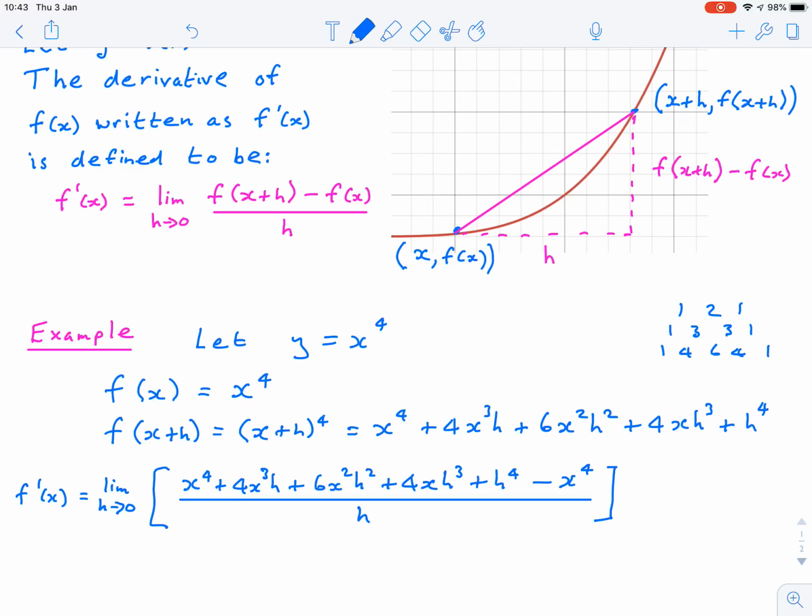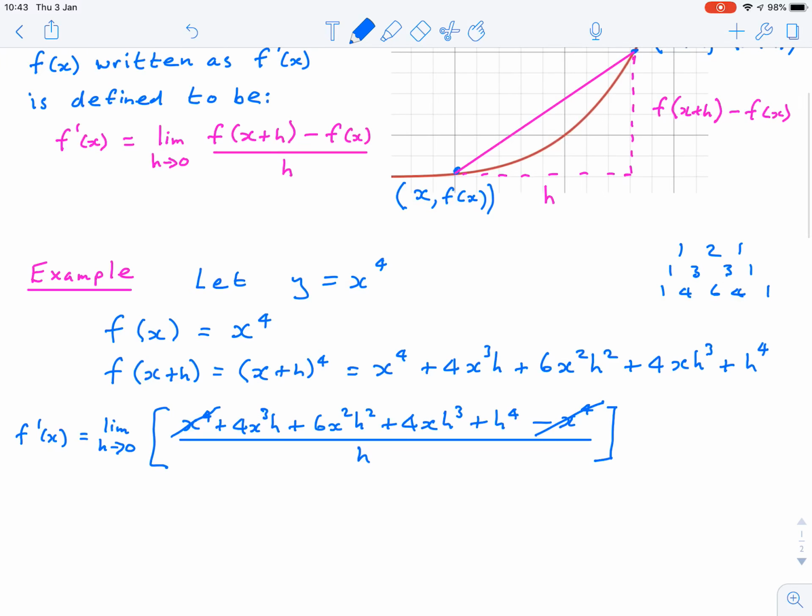Now simplifying, the first thing I can do is I've got an x to the power 4 at the front minus an x to the power 4 at the back. They cancel. Now this top line divided by h. 4x cubed h divided by h is 4x cubed. 6x squared h squared divided by h is plus 6x squared h. 4xh cubed divided by h is 4xh squared, and finally h to the power 4 divided by h is h cubed.